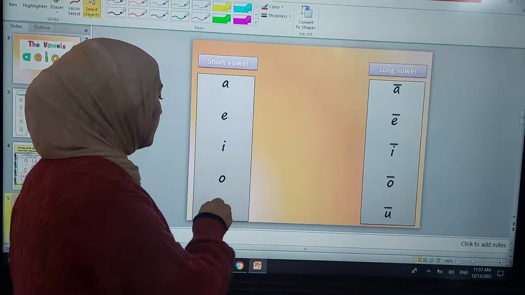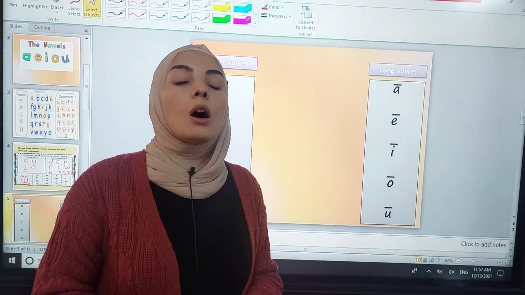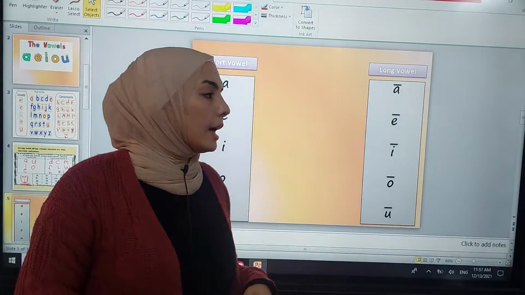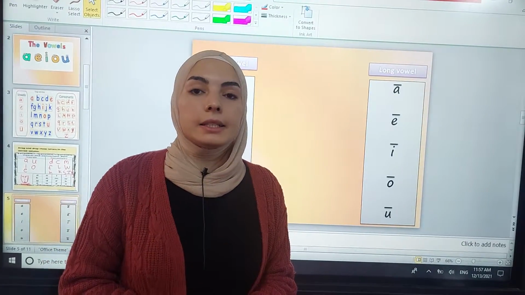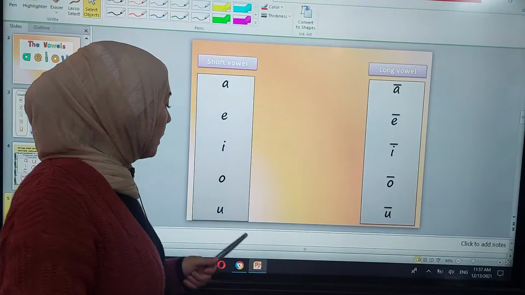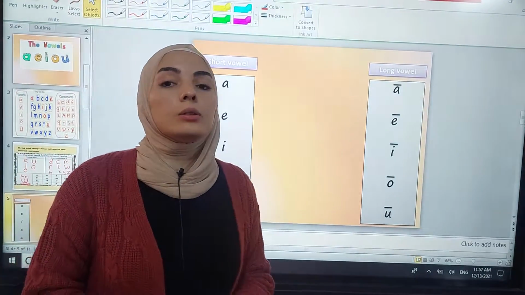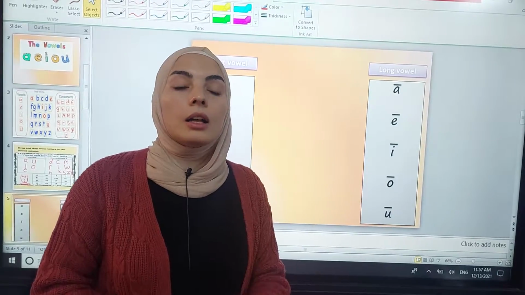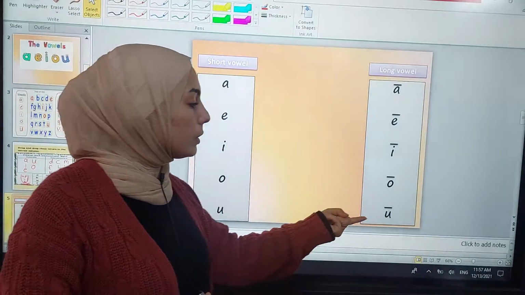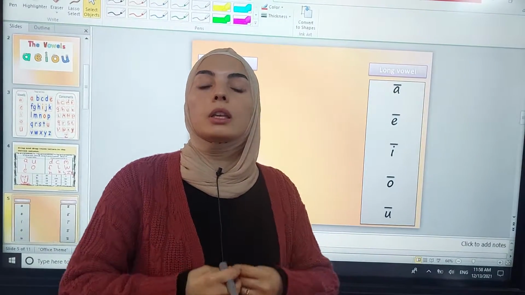Okay? And here we have letter O. The short sound for letter O is o. And the long sound for letter O is O, as its name. Okay? And the last vowel we have here is letter U. The short sound of the letter U is uh. The long sound for letter U is as its name, so it will be U.